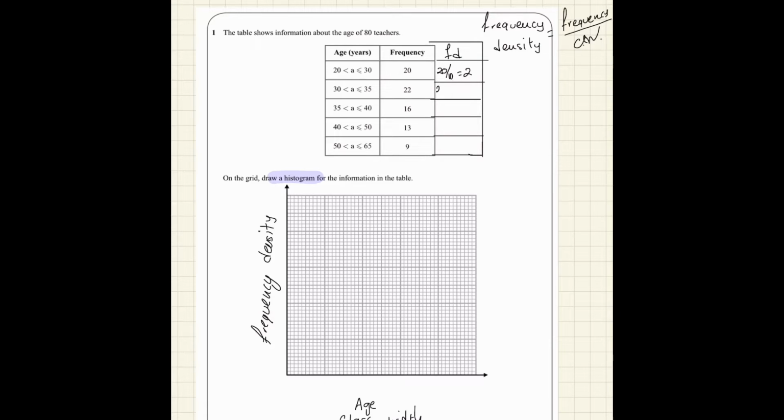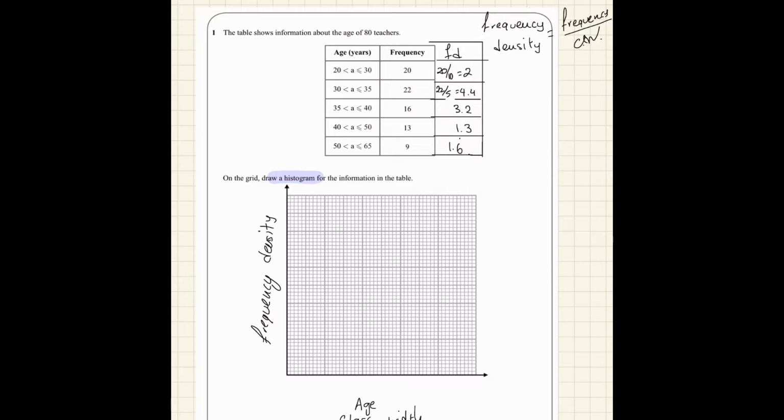The next one is 22 divided by 5, which gives us 4.4. Then 16 divided by 5, which gives us 3.2. 13 divided by 10, which gives us 1.3. And 15 divided by 9, which would give us 1.6 recurring. Okay, so it says draw the histogram for this information on this table.